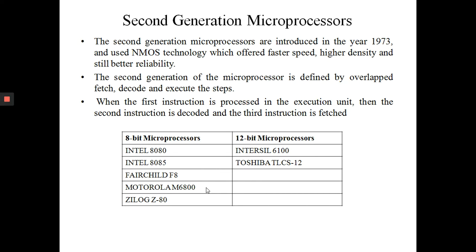M6800, Zilog Z80. The 12-bit microprocessors are Intersil 6100, Toshiba TLCS12.